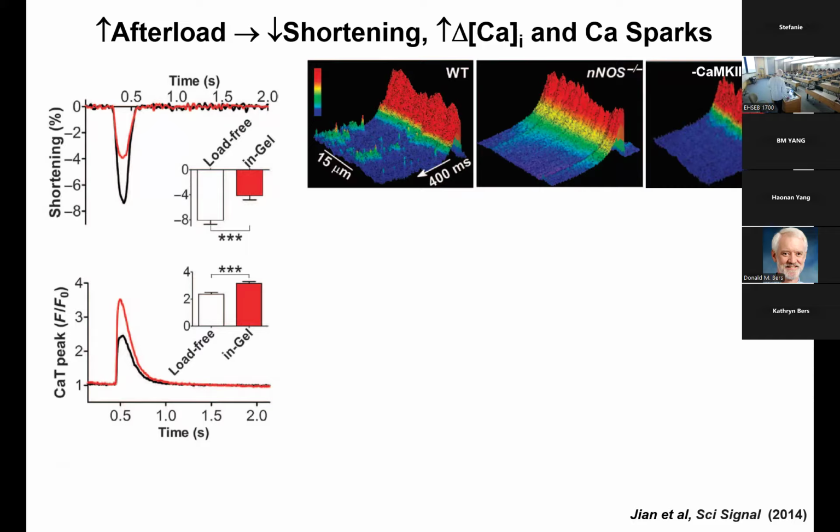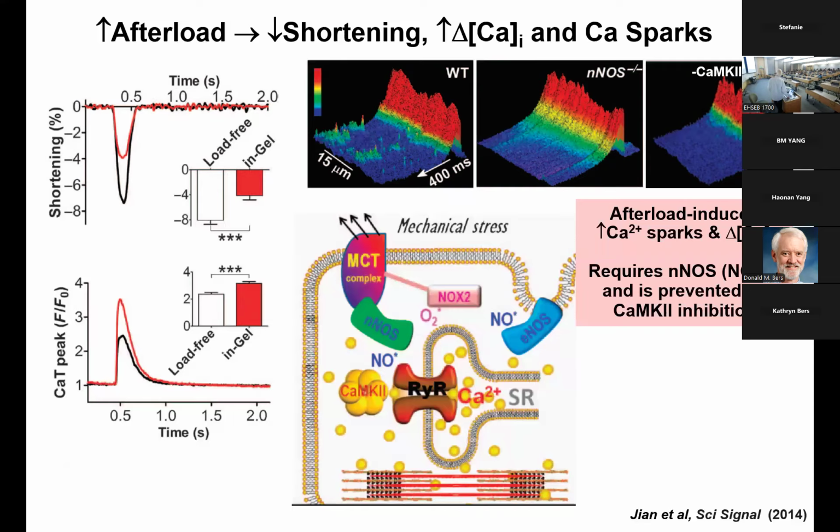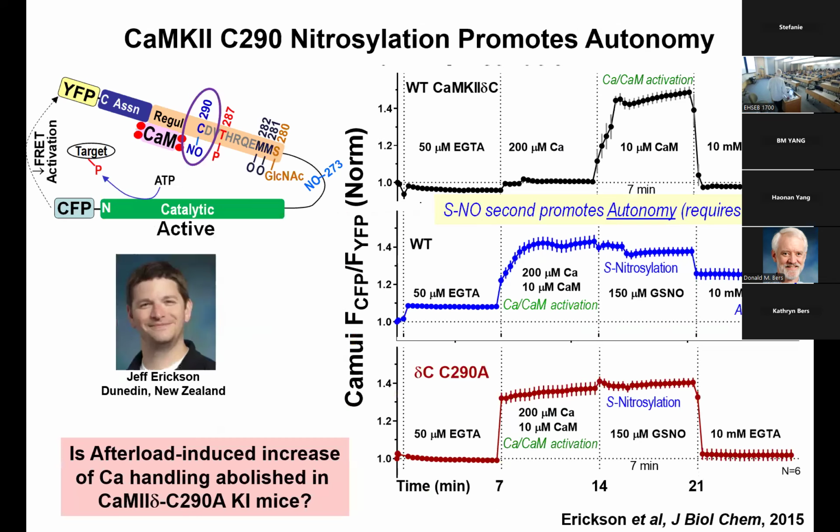In NOS1 knockout mice, those sparks went away and the amplitude of the calcium transient effect was suppressed. And when she put a CaMKII inhibitor on, that also suppressed it. So it looked like this slow force response may require nNOS, so NOS1, and is prevented by CaMKII inhibition. That was going on at the same time Jeff Erickson, who I already mentioned, who's now an associate professor in New Zealand, was studying nitric oxide as a possible modulator of CaMKII signaling.